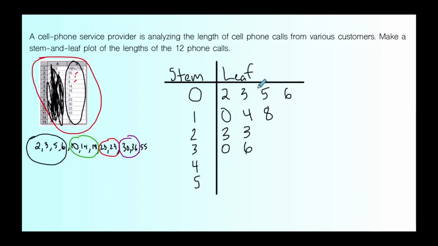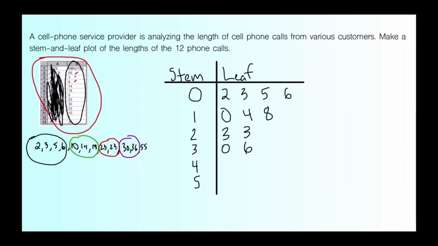Like, how many 20s are there? How many 30s are there? How many things are in the 50s? And it's important to see that there's nothing in the 40s. That might represent something interesting to the person who's analyzing the data. Like, why is there nothing? Why is there a gap in the data there? So please make sure if there is a stem that doesn't have a leaf, you still include that in your stem and leaf plot.